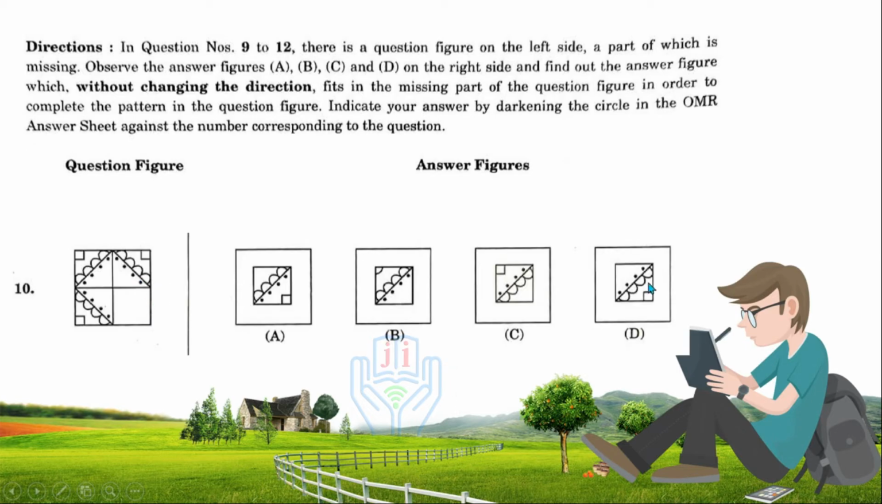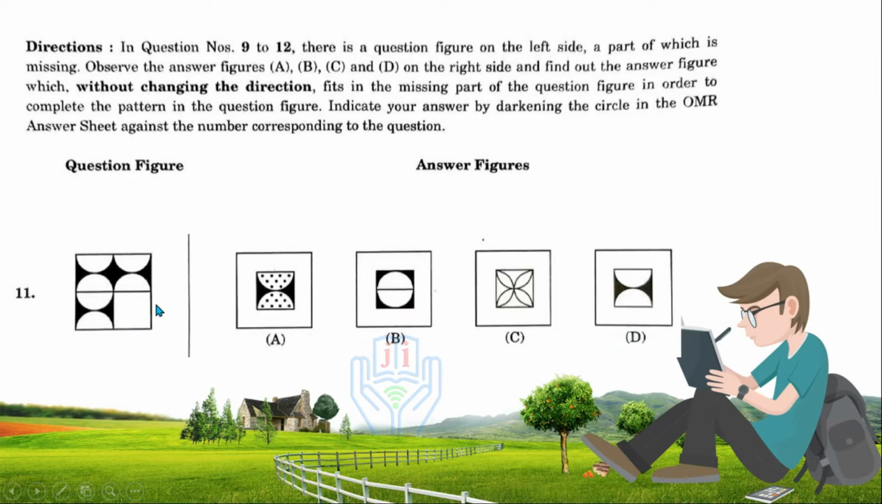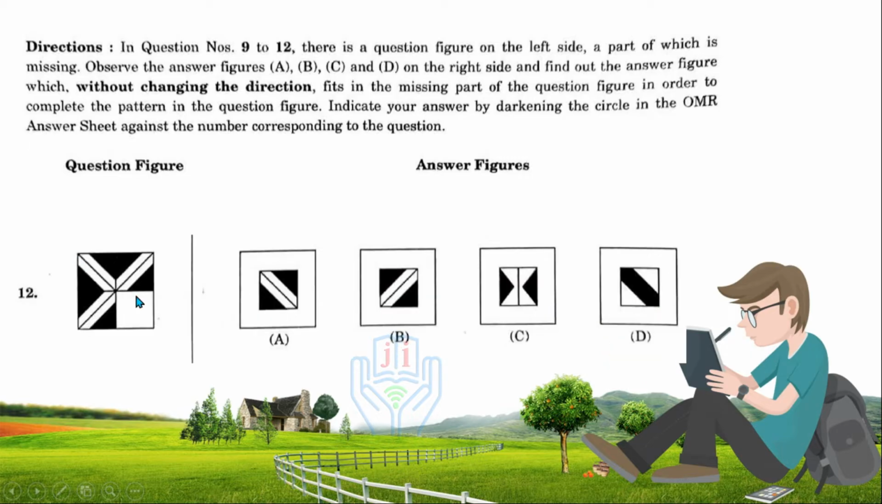Outside rings. So the answer is D. Same here. It will be the reverse. Answer is D. If you see these lines, the answer will be A.